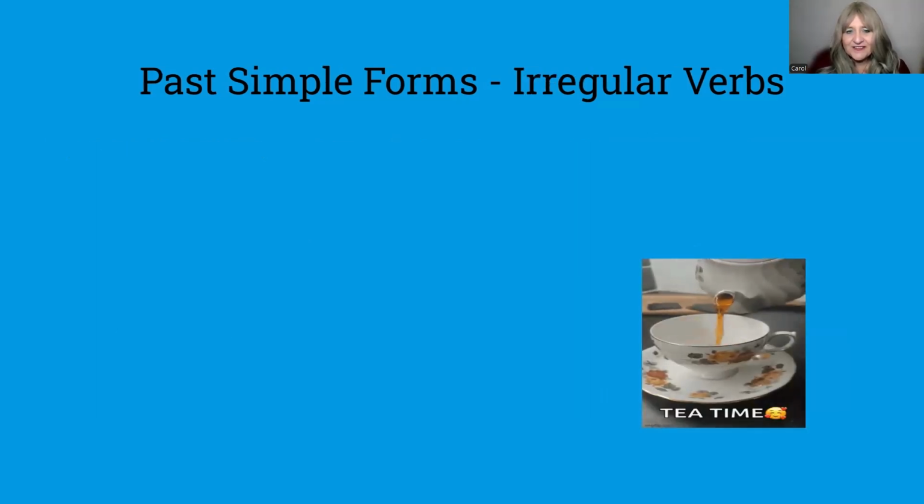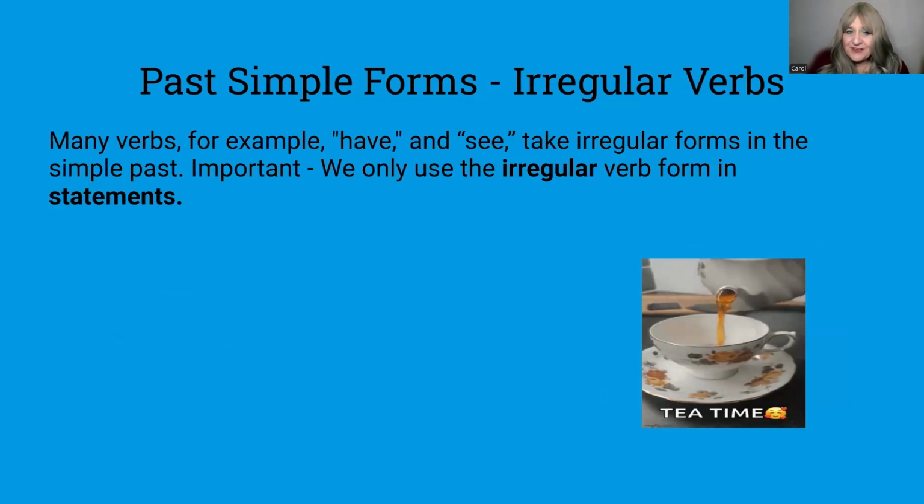Now let's have a look at the past simple with irregular verbs. Many verbs, for example, have and see, take irregular forms in the simple past. But one thing to remember that's very important, we only use the irregular verb form in statements. I will talk a little bit more about this later in the video, but for now, let's look at some examples of statements using the past simple with irregular verbs.